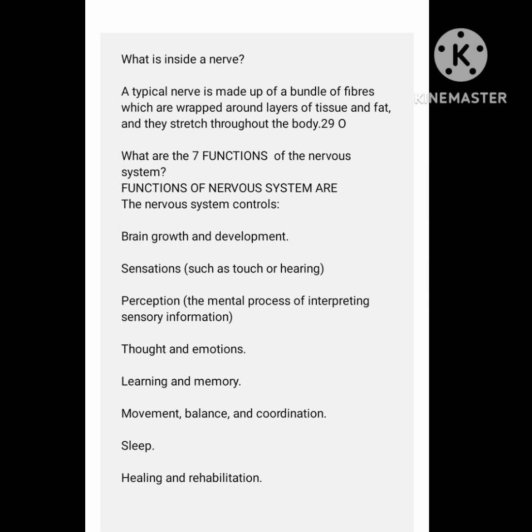So these are the main points to be remembered in our nervous system.